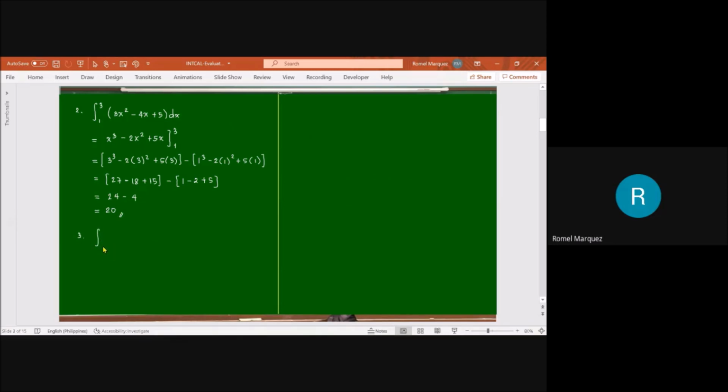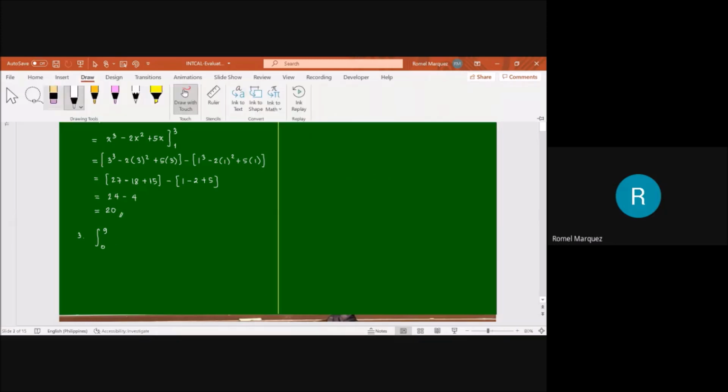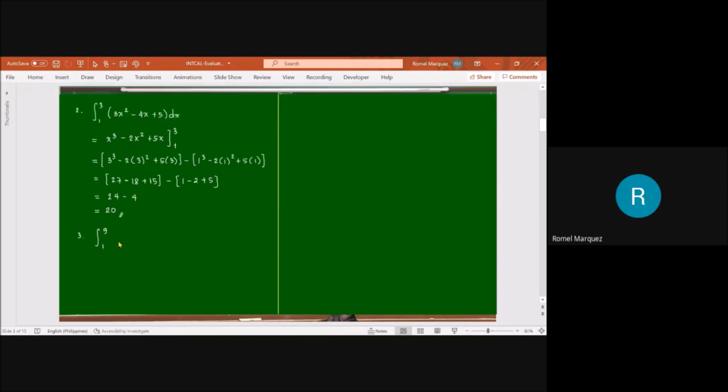So let us have number 3. Integral from 0 to 9 of, let's change the lower limit, 1 to 9 of, let's say, 6 square root of x minus 1, dx. Yeah, what about this?